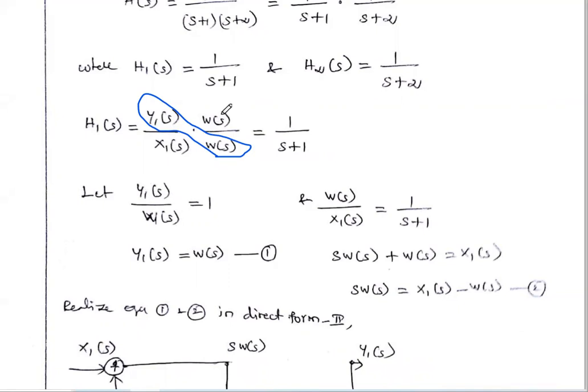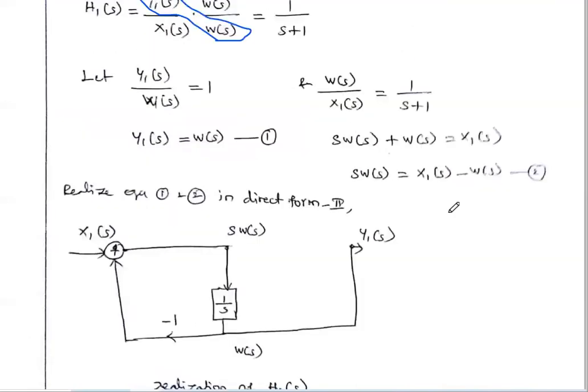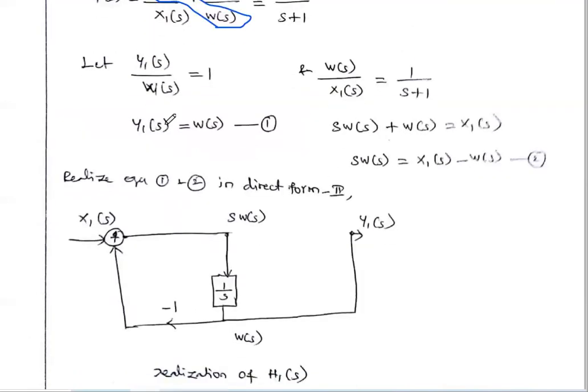Another one is W divided by X1, which you consider as 1 divided by the denominator. That is, W by X1 as 1 by s plus 1. From these, cross multiplying, Y1 of s is equal to W of s. This is equation number 1. In direct form 2, one equation is the output in terms of the intermediate variable.